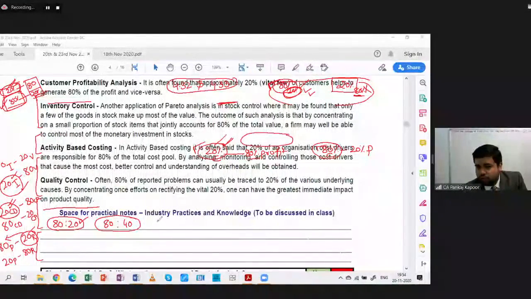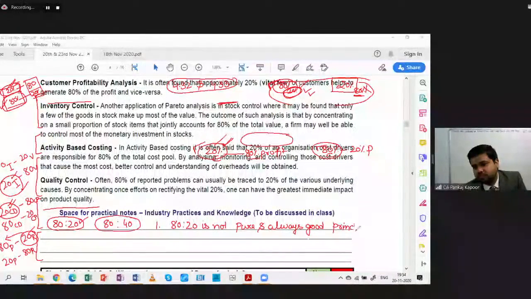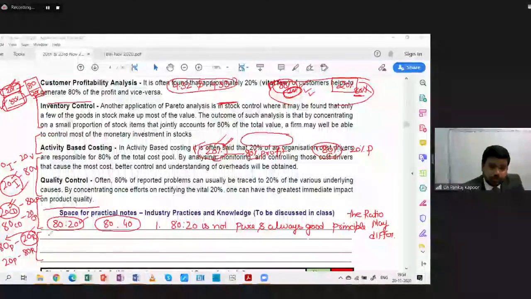Okay. So the first point which you need to write: 80-20 is not a pure and always good principle. The ratio may differ. Agreed? I hope you all are noting along with me.